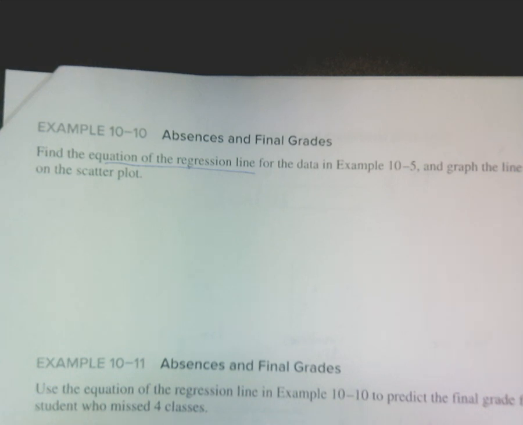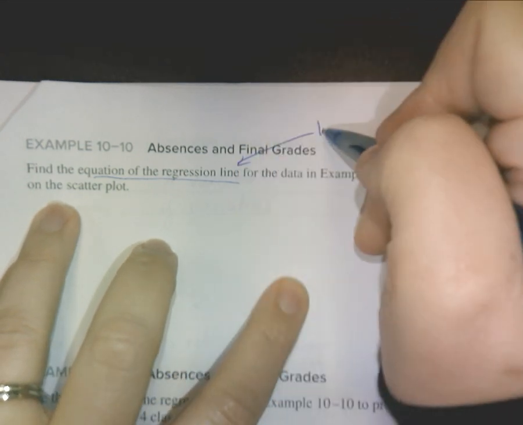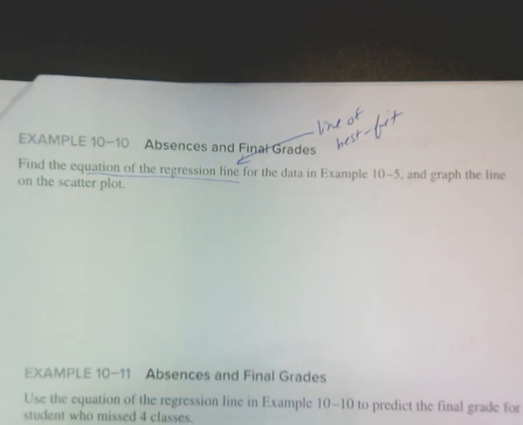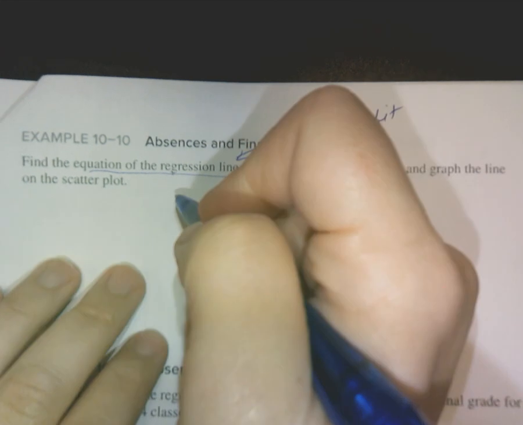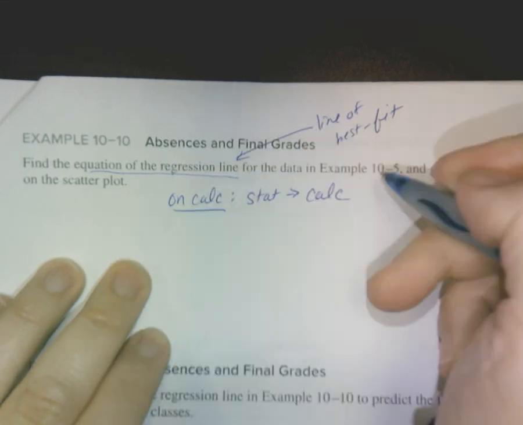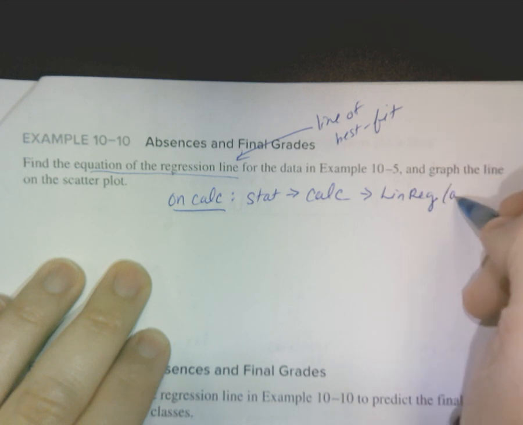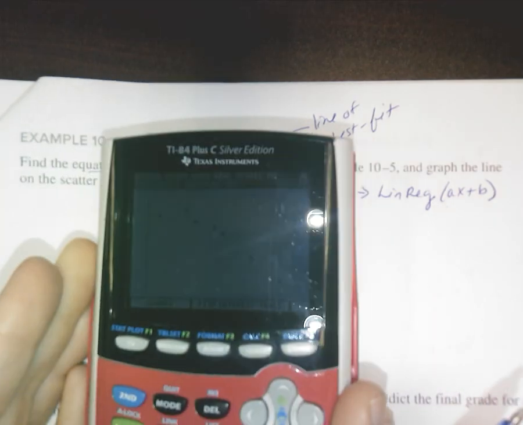Okay, so the equation for this regression line is actually called your line of best fit. It's the same thing, okay? And what you do, once you've entered in your data, on the calculator, you're going to go to Stat, Calc, LinReg, ax plus b. Now, most statisticians actually write that backwards. They like b plus ax. I don't need you to do that.